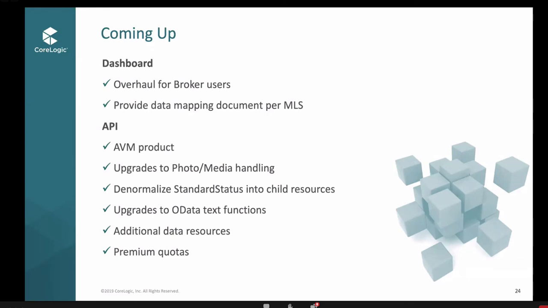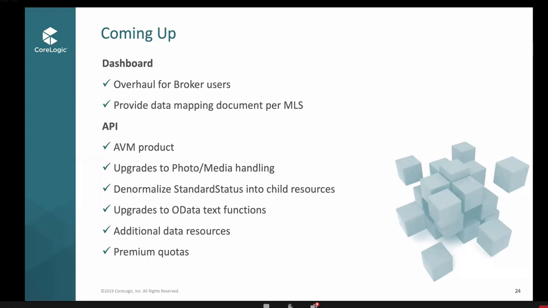On the API side, we are adding the AVM product right alongside our public records. We're doing a big upgrade to our photo and media handling. We're actually building a media management service that's going to span CoreLogic and is going to power pretty much all of the products and real estate solutions over time. So that's going to improve a lot of things. It'll give us access to media about other resources, members and offices. It'll give us access to listing documents. So that is coming, probably the middle of next year. I know many of you have been very eager for that.